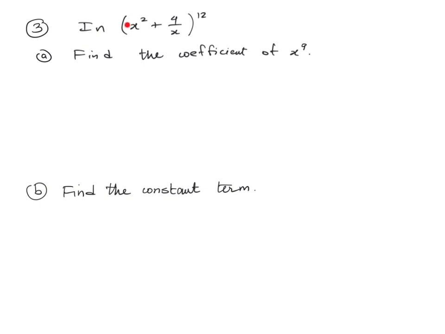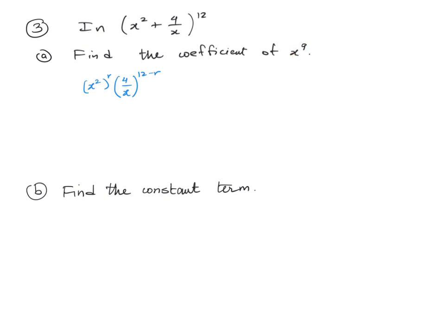So now in the expansion of x squared plus 4 over x to the 12th, we want to find the coefficient of x to the 9th. Now, I'm going to start by focusing only on getting x to the 9th and ignoring the coefficient. So I'm going to say, I know there's an nCr coefficient, but there's also going to be an x squared to the something, let's say r, and then there's going to be a 4 over x to the whatever's left over, so 12 minus r. Now I'm also going to ignore this 4 initially when I'm just trying to get x to the 9th.